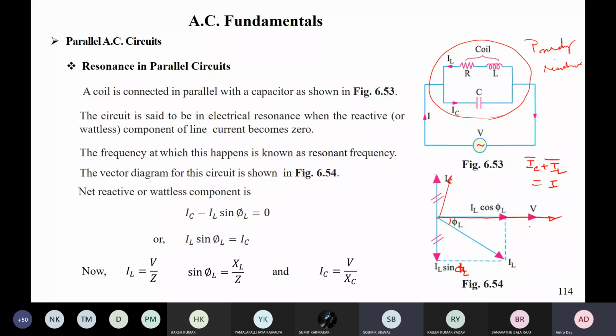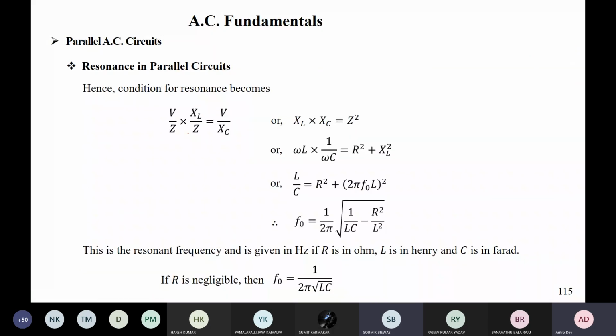So then it is this relation: IC is equal to IL sin phi L, and IC is equal to what? IC equal to V by XC. Sin phi L is equal to what? It is XL by Z, and IL equal to V by Z. So if you substitute this, then what do you get? V by Z into XL by Z is equal to V by XC. So if it gets cancelled, then you get Z square is equal to XL times XC.